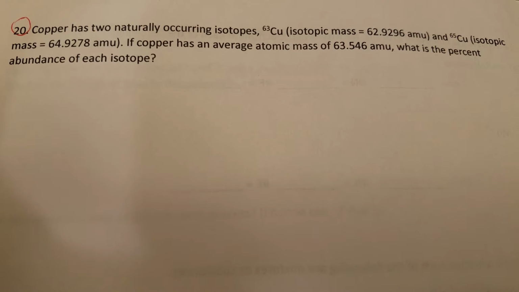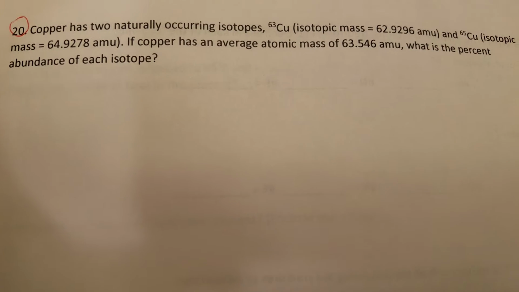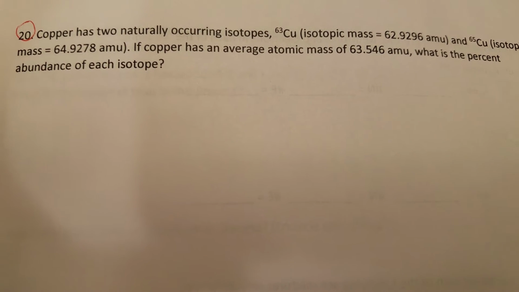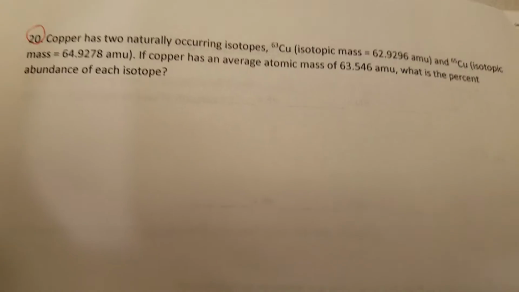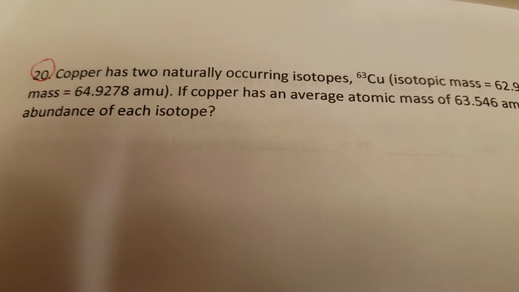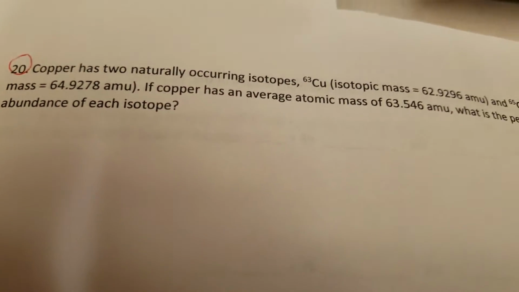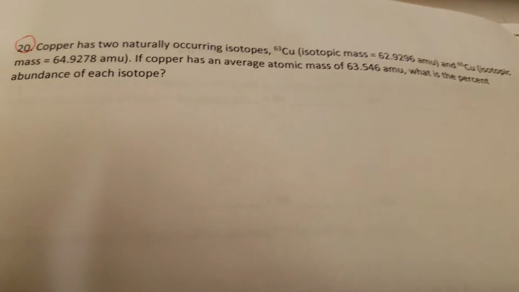Remember, frequency has to do with the amount in decimal value, where abundance has to do with the amount in percent. So we're going to solve for it in frequency, and then we'll convert it into abundance at the end. So let's look and see what we're given here. Just to make this simple, we're only going to do problems that have two naturally occurring isotopes.